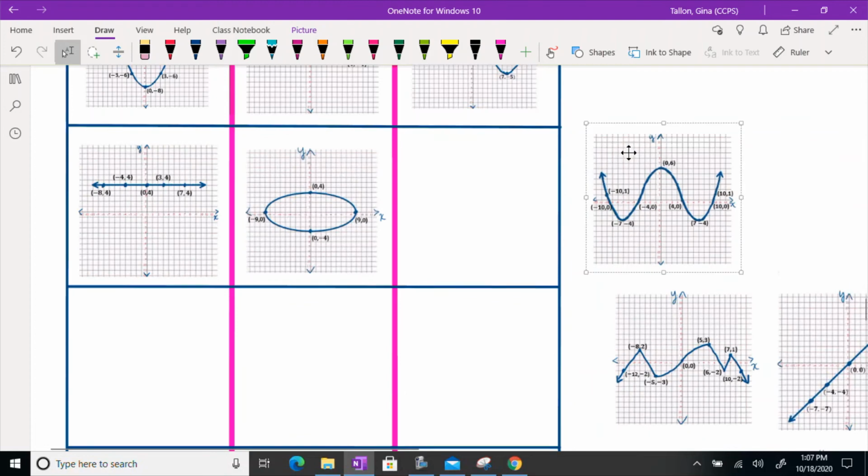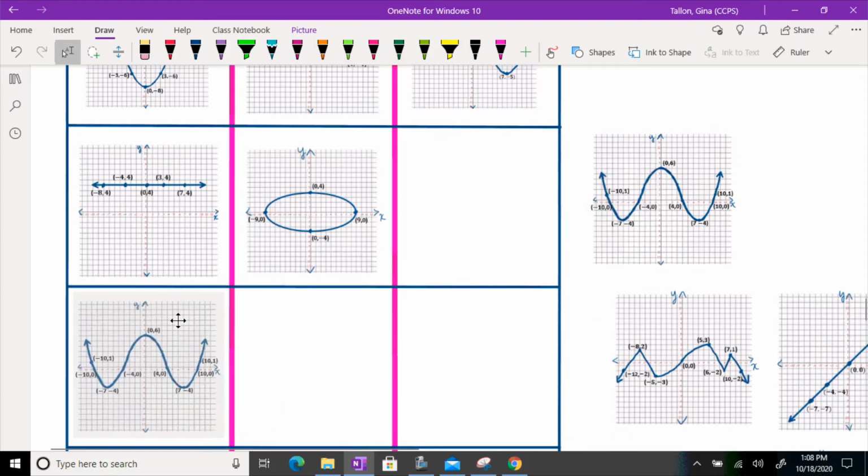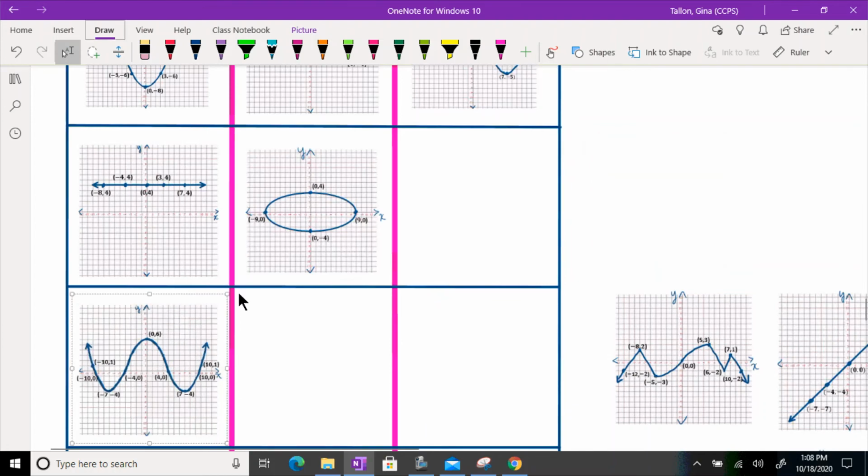Let's take a peek at this graph. Looks like I have line symmetry over the y-axis. You see the 7, -4 is over here at -7, -4. So the x values change and the y values stay the same. So the height of the function on the right of the y-axis is the same height as on the left of the y-axis. This is an even function, so I am going to go ahead and slide that right over here into the even column.